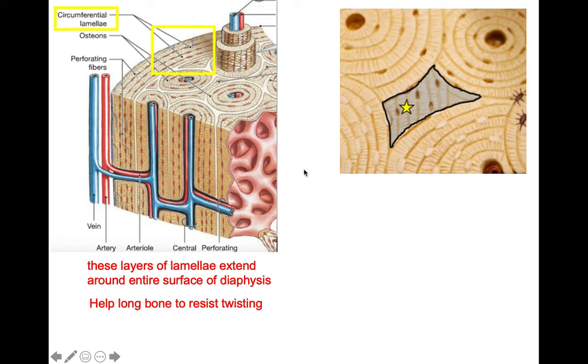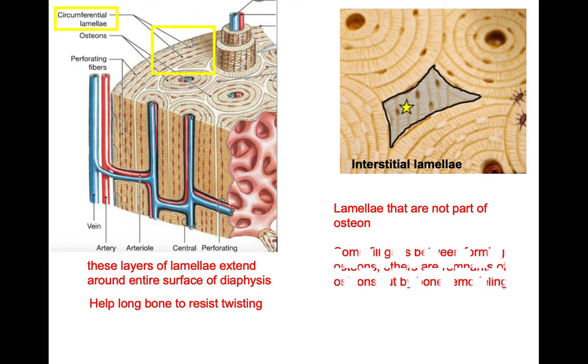And then the rest, right in here, all the other space that you see in between all these osteons, interstitial lamellae. Lamellae that are not part of an osteon. Some fill gaps between forming osteons, others are remnants of osteons cut by bone remodeling. So you can think of interstitial lamellae as just the rest of it. Not on the outside, that's circumferential, and this is interstitial lamellae, all the rest of it. These are the spaces in between all these osteons themselves.